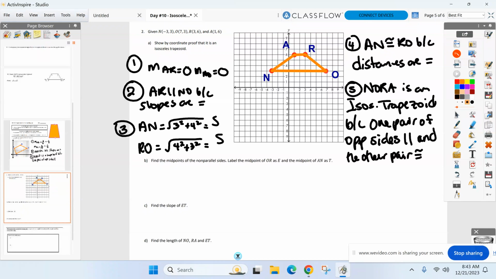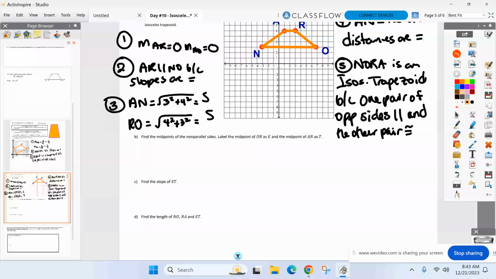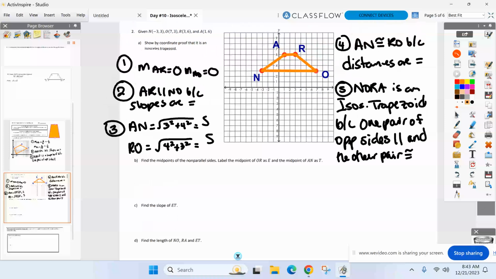All right, any questions? Isosceles trapezoid probably is the one I would ask versus the trapezoid. All right, I need you to do some work in your groups, actually talk to each other. Your first job is to find the midpoints of the non-parallel sides up here. Find the midpoint of AN, find the midpoint of RO in part B, okay? I shouldn't be doing this at this point in the year, but I am.